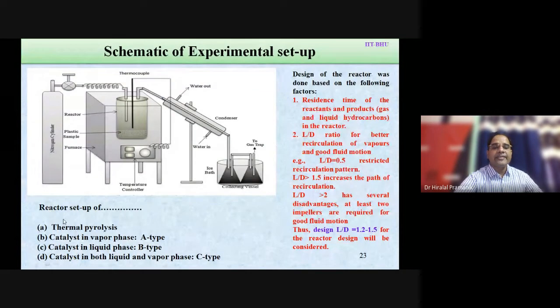So what are the reactor arrangements? Thermal pyrolysis, there is no catalyst. Catalyst in vapor phase, there is no catalyst in the liquid with the plastic, only in the vapor phase at the top.